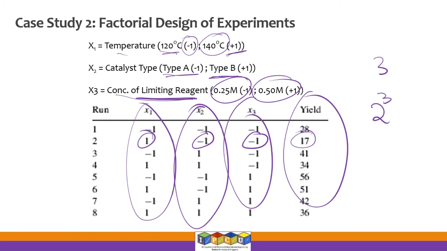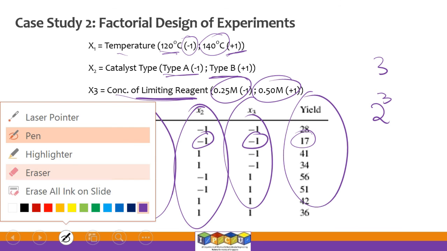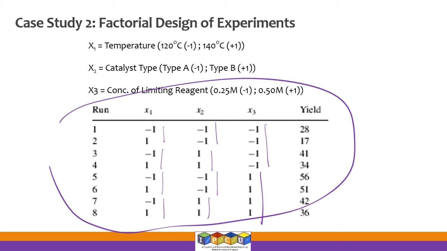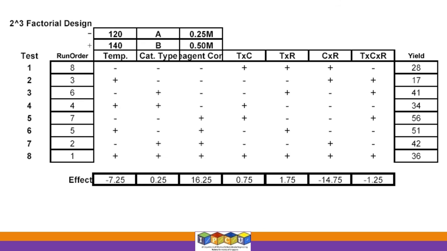If you look at the way the numbers are written, it's in standard order: -1 +1, -1 +1, -1 +1, -1 +1 in the first column; 2 minus 1s followed by 2 plus 1s in the second column; and the third column is 4 minuses followed by 4 pluses. So this is indicated in a standard order, but the experiment should be conducted in a randomized fashion. But this is the data. After all that care has been taken, this is what we have got.